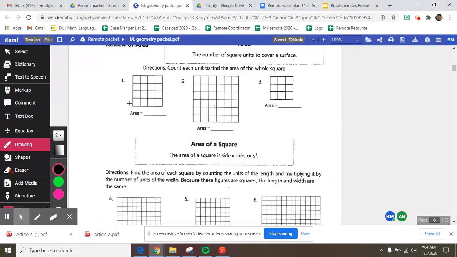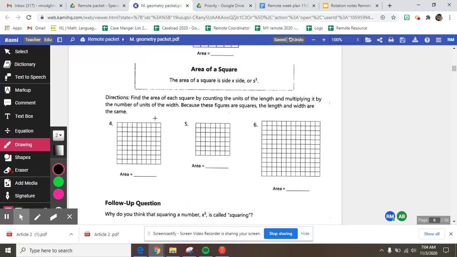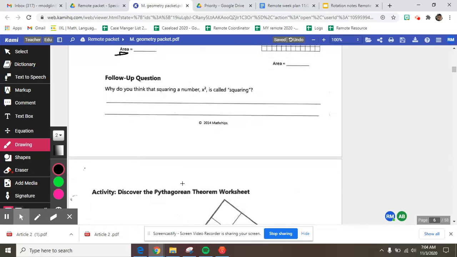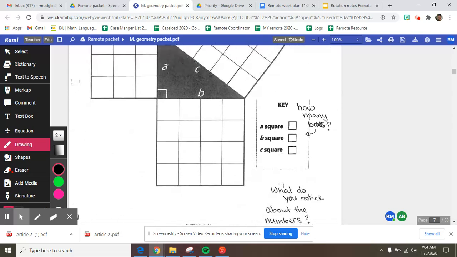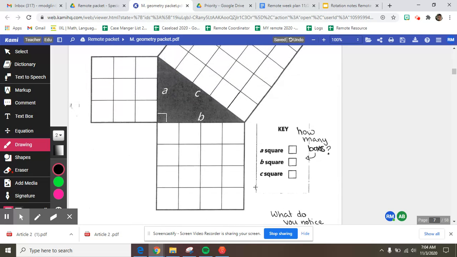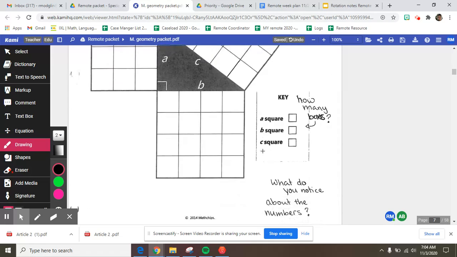Okay, down below, finding area. So you're counting the squares and putting that number here. Again, for down below, if you take the number across and multiply it by the number down, you will get this area. That's the same thing as squaring something. You take the number across times the number down. That will give you the total number of boxes there. This is just another way to prove that. You're counting the boxes, seeing how many there are. It just proves to you that this Pythagorean theorem does work here.